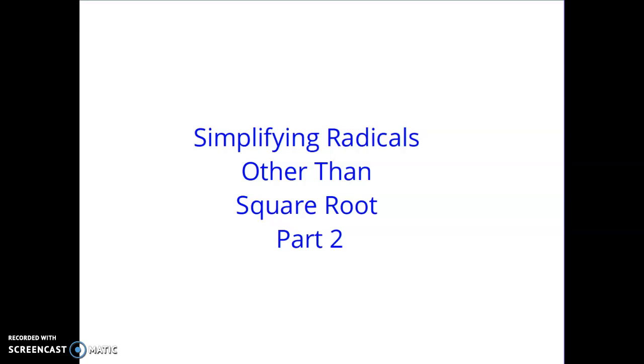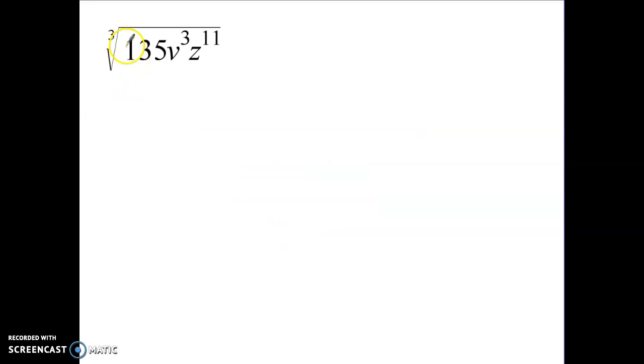Okay, in this video, we are going to look at simplifying radicals other than square roots again. We already did this in one video, but it was such a new concept, I felt like we should do it again. Okay, let's start off with this one. This time we've got a cube root. We've got this little 3 right here. So that means when we do our circles, we need 3 numbers in each of our circles.